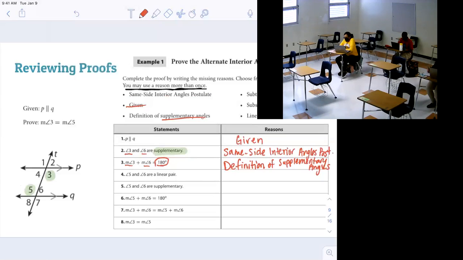Next up, 5 and 6 are a linear pair. It's telling me that 5 and 6 are a linear pair. What do you guys think? Linear pair theorem? It's not giving a definition. You're just kind of saying that they are a linear pair.